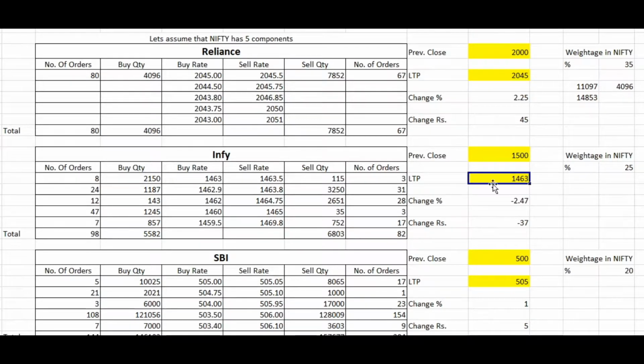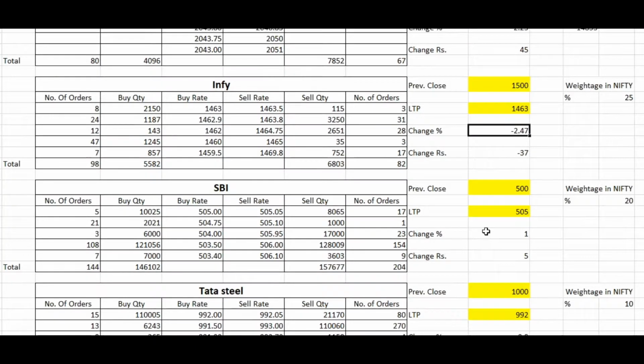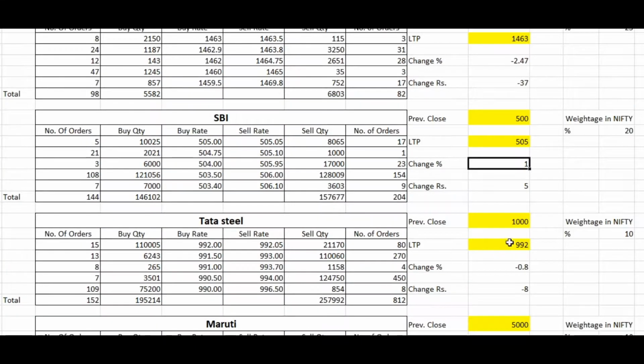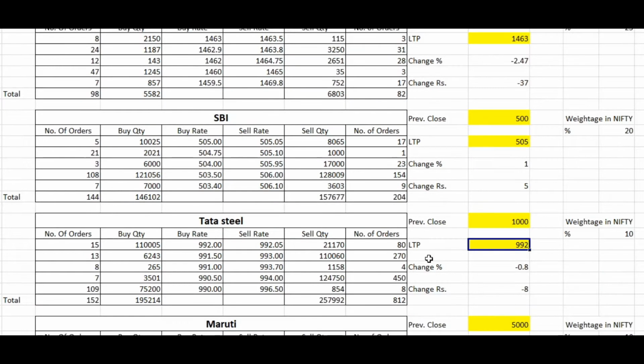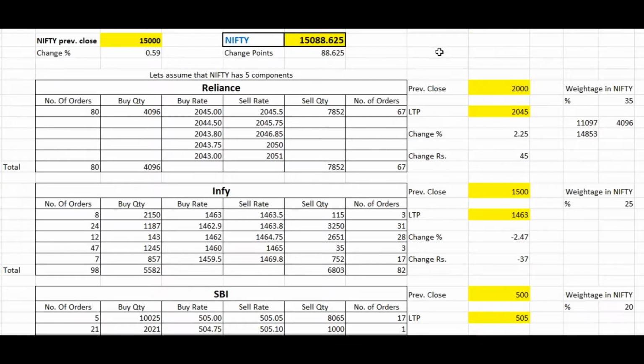So now Infosys is opening at 1463, that is 2.5% lower, SBI is opening at 505, 1% higher, Tata Steel is opening at 992, 0.8% lower, and Maruti at 5150, 3% higher. You can see the buyer quantity and seller quantity, all adjusted. In the pre-open we saw Nifty oscillating between 500 points plus, 300 points negative, then 600 points positive.